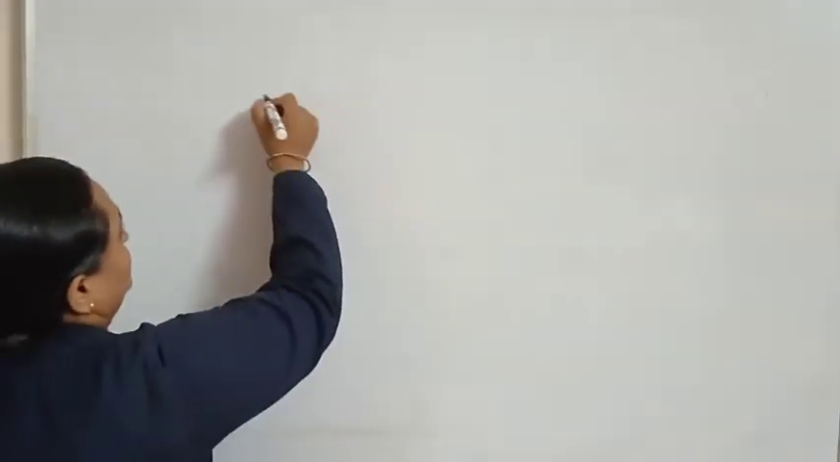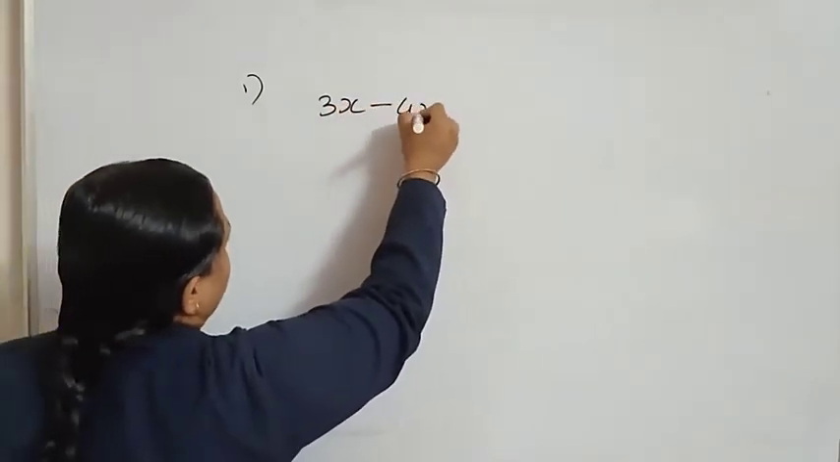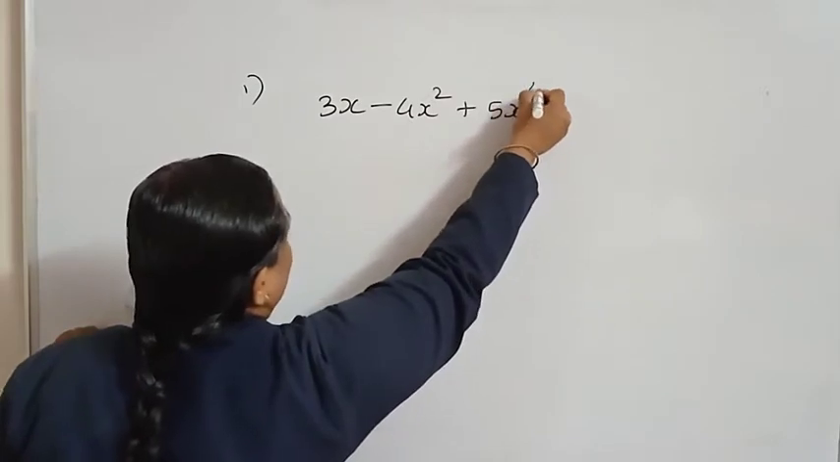Standard form, index form and coefficient form of a polynomial. Now let's see first standard form. Now what is standard form? How to write standard form? Standard form is what? If the terms are arranged in descending powers of the variables, then that is called standard form. Let's see example. First example we will see 3x minus 4x square plus 5x raised to 4.